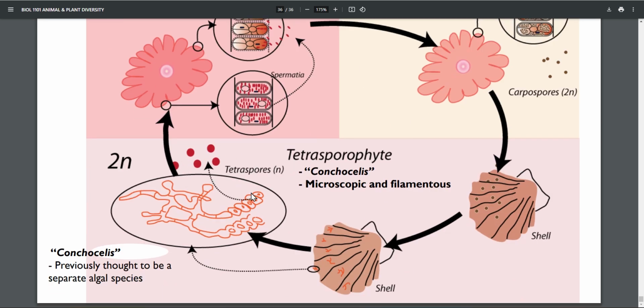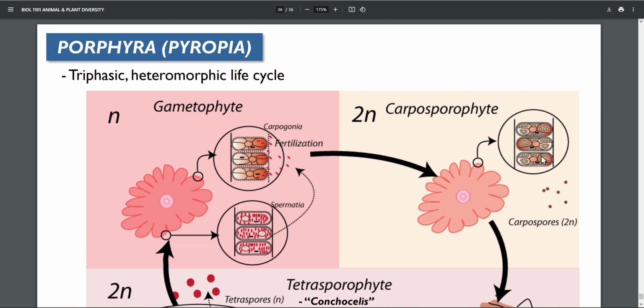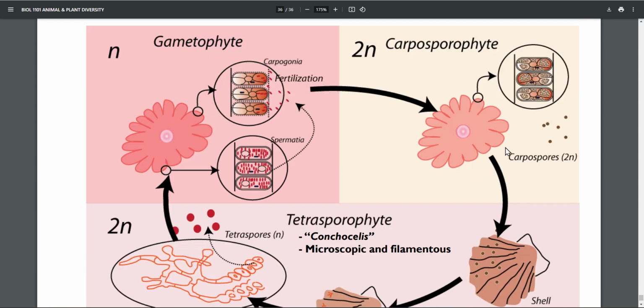The spores here are again haploid, and they will develop into individuals that are not unisexual. So the individual is both male and female at the same time. Spermatia will be produced, and then fertilization occurs at the carpogenia, and then the carposporophyte, which is this part, I believe, again within the parent's body, dependent on the parent's body, and they release carpospores, which are diploid.